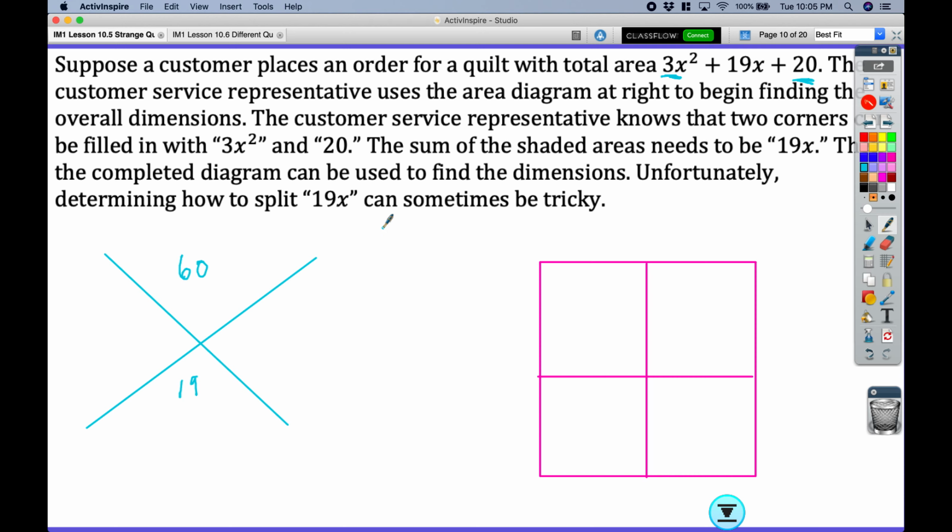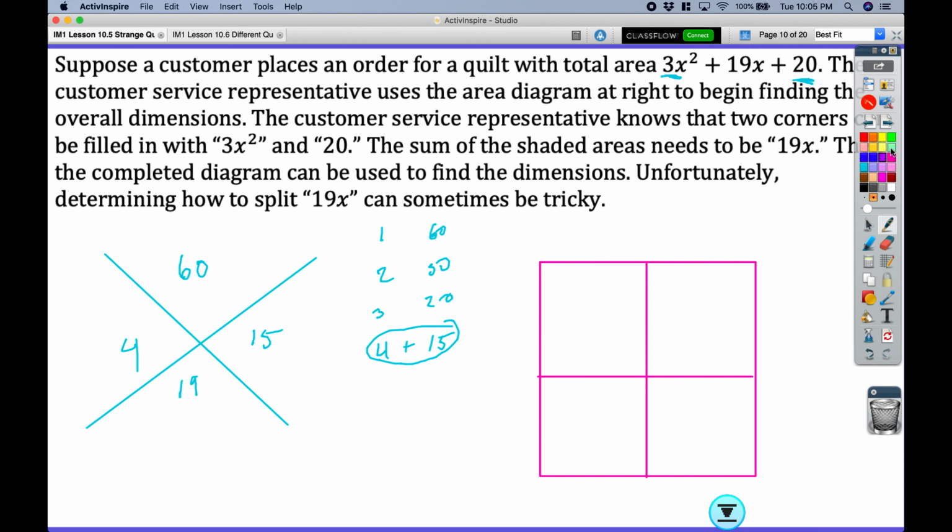So let's go ahead and look at the factors. I have 1 and 60, 2 and 30, 3 and 20, 4 and 15, and you're like, oh, when I add these together, boom, there we go. So you'd have 4 and 15. Now previously, what we would do is we would just say like, oh, x plus 4 and x plus 15 and call it a day.